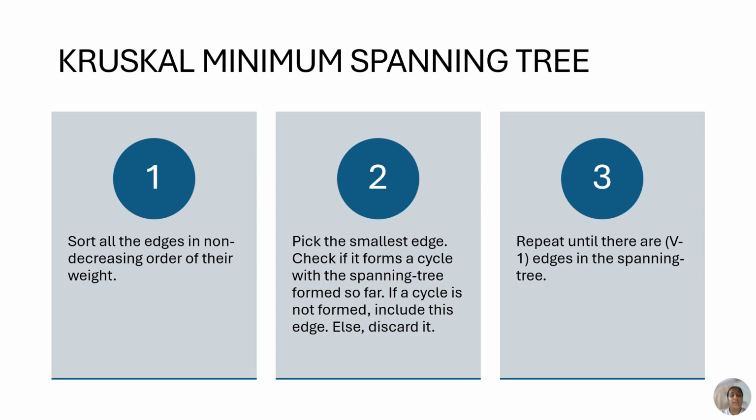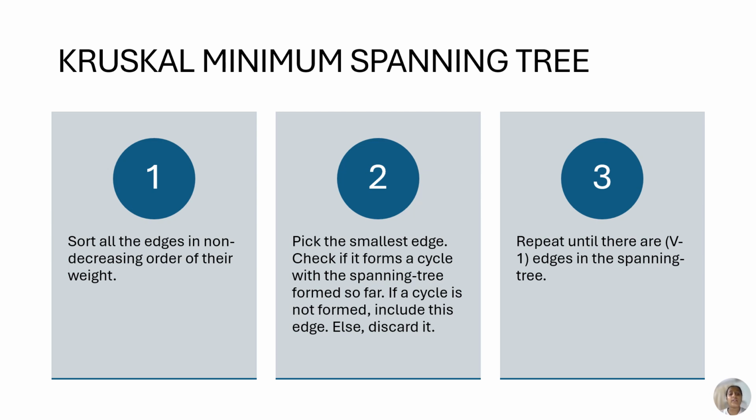Kruskal's minimum spanning tree. First, what is Kruskal's minimum spanning tree? It sorts all the edges in non-decreasing order of their weight. Secondly, it picks the smallest edge and checks if it forms a cycle with the spanning tree formed so far. If a cycle is not formed, then you include the edge, else you discard it. Thirdly, repeat until there are V minus 1 edges in the spanning tree.